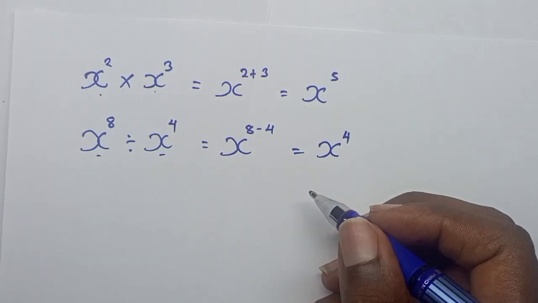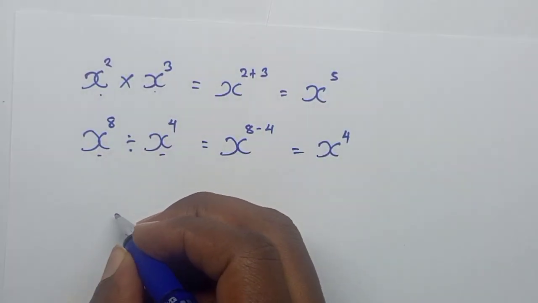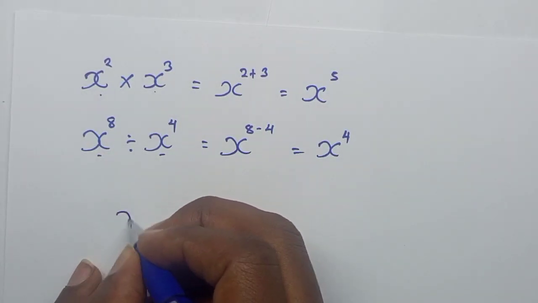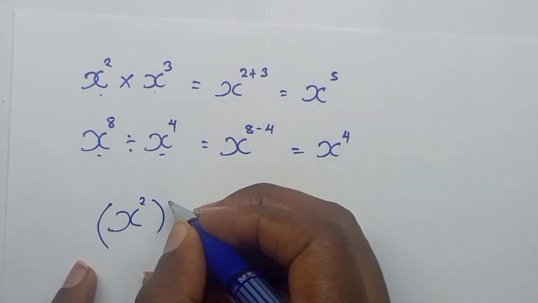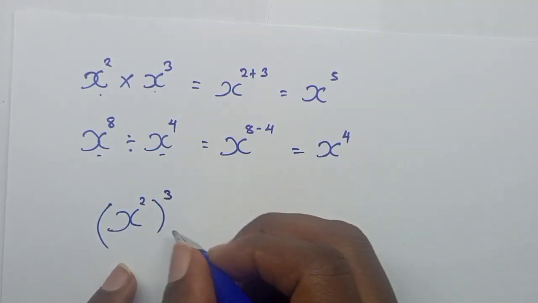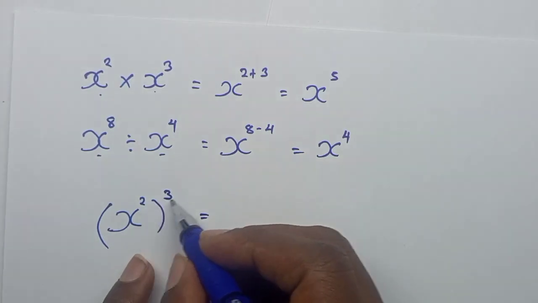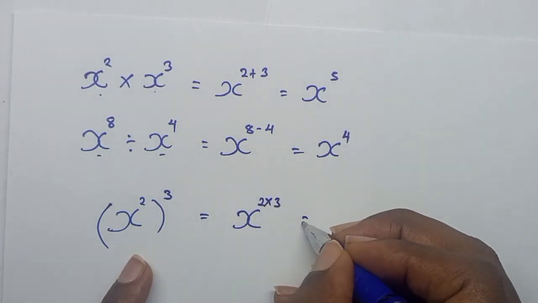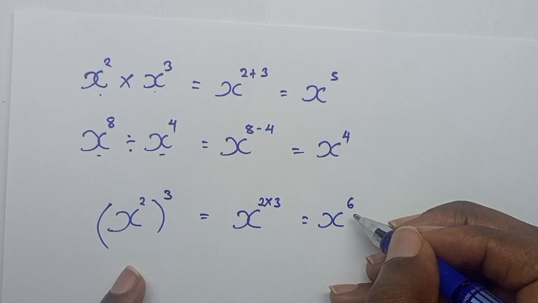Then what about if you have a number or a power that is raised to a higher power, say x squared raised to the power 3. Here what you do is you multiply the powers. So you shall have x to power 2 times 3, which is equal to x to power 6.